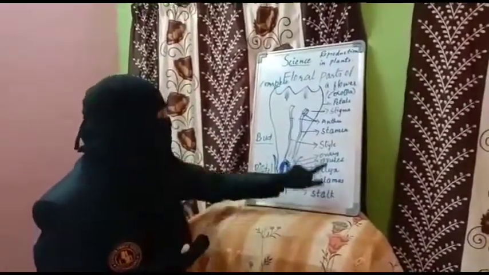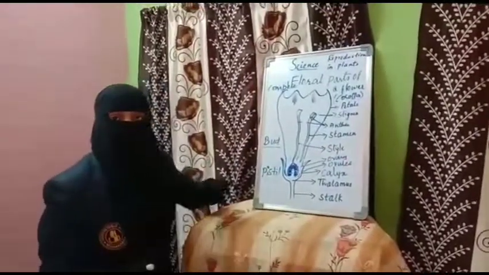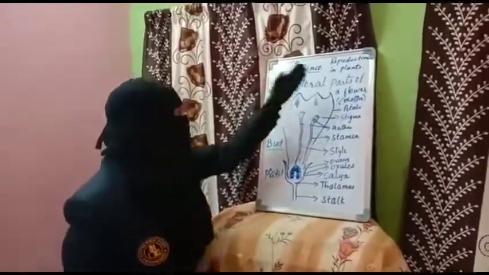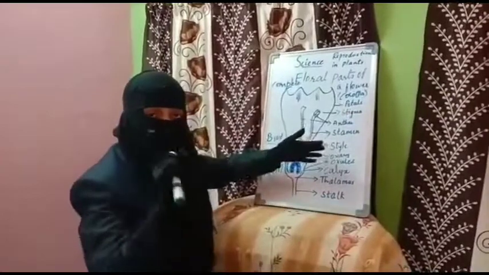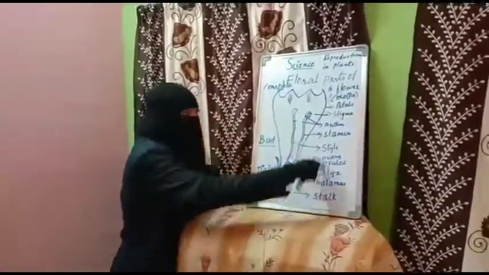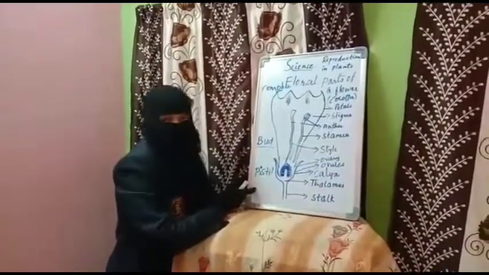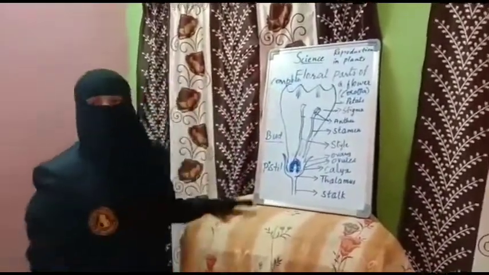A complete flower consists of calyx, corolla, androecium and gynoecium. Whereas in an incomplete flower, one of these four will be missing. Either it can be calyx, corolla, androecium or gynoecium. So this was about complete and incomplete flowers.